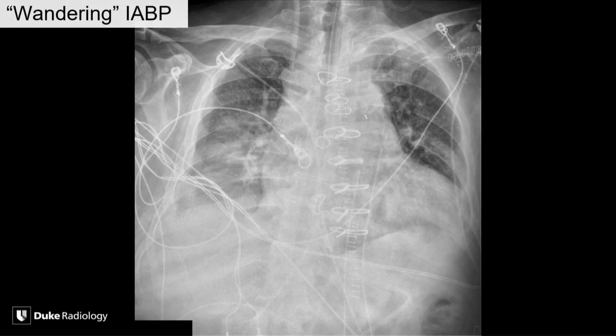Now, what do I mean by wandering? They move around all the time. So here's another patient with an axillary balloon. It may be difficult to see, but there's the little tube graft there. And that's what tells me that they've got an axillary balloon.